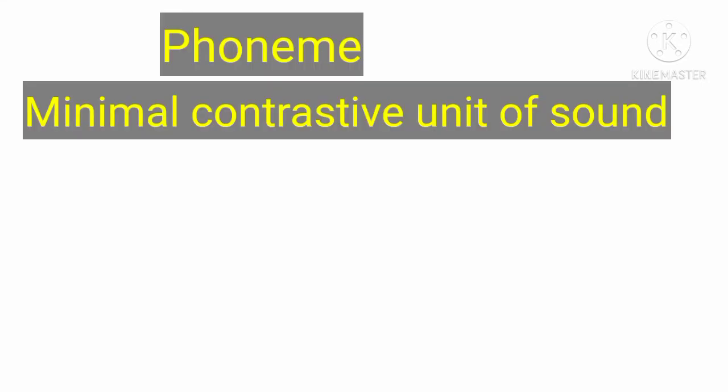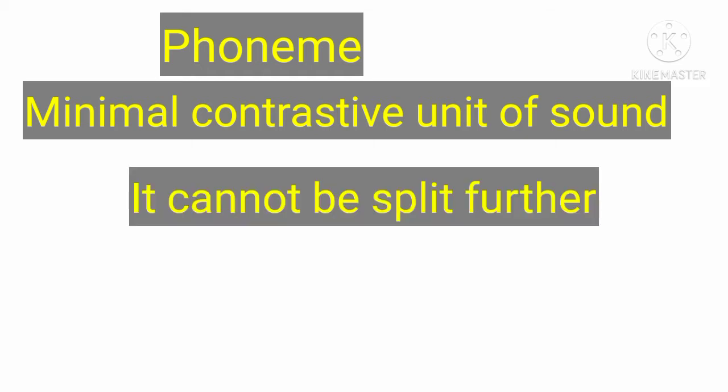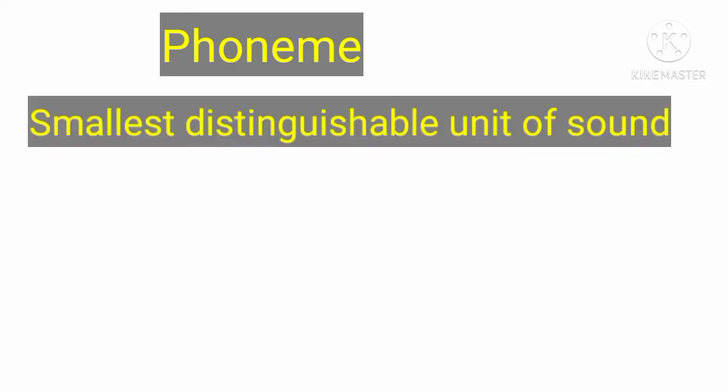The word phoneme is derived from the word phone. The word phoneme means minimal contrastive unit of sound. In phonetics, sound can be split to the lowest level, and the lowest level to which sound can be split is called phoneme. Phoneme cannot be split further. Therefore, the smallest distinguishable unit of sound is called phoneme.